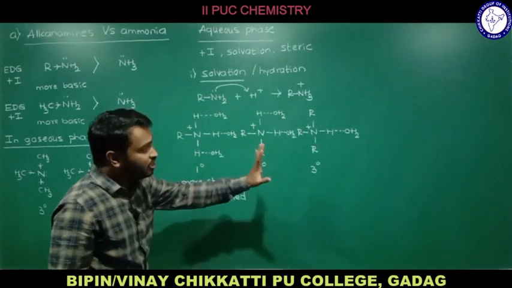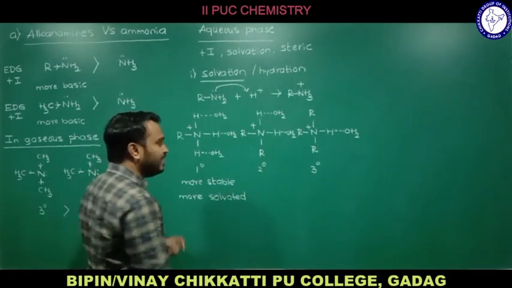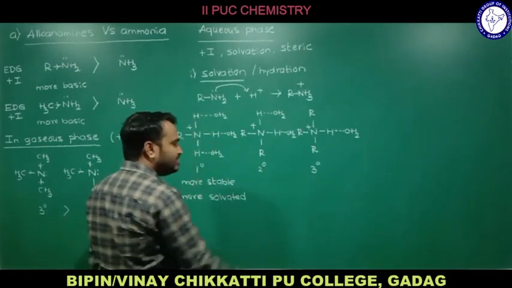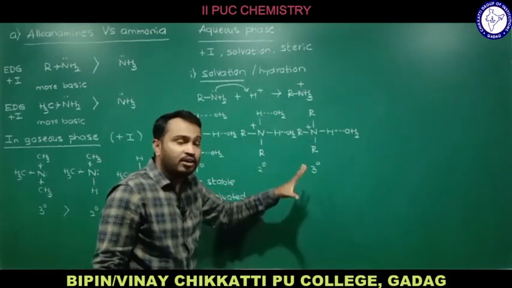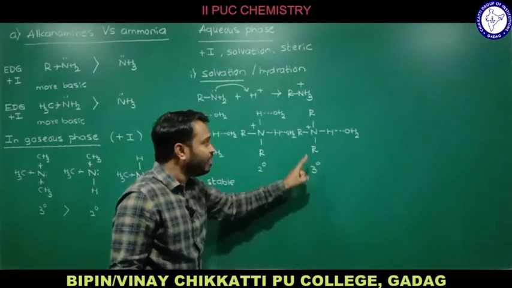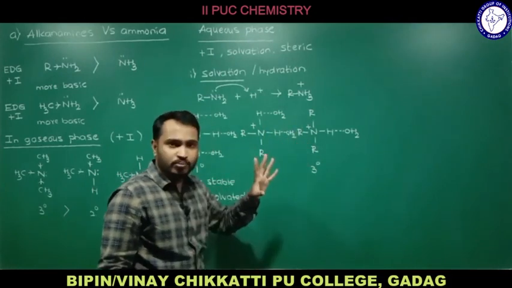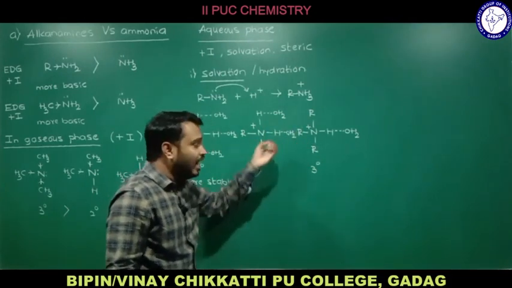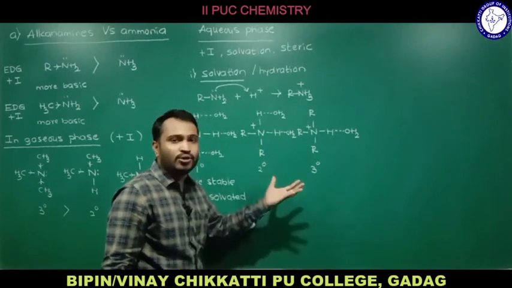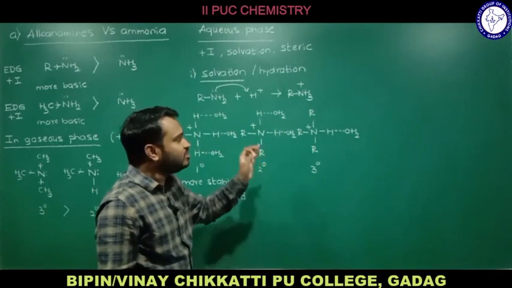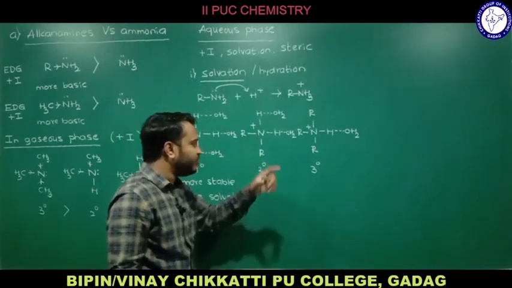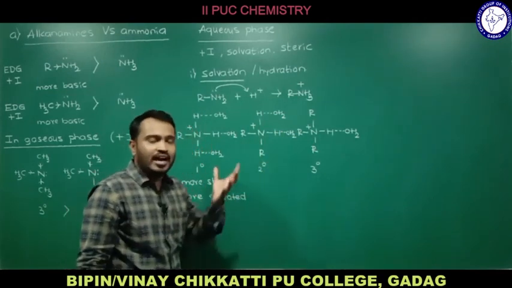Whereas the tertiary cation of the respective amine is less stable and least solvated. Why is the tertiary amine least solvated? Because if you consider its structure, we have 3 alkyl groups, so the size of this cation is larger. Since it is a larger cation, it is least solvated and least stable.